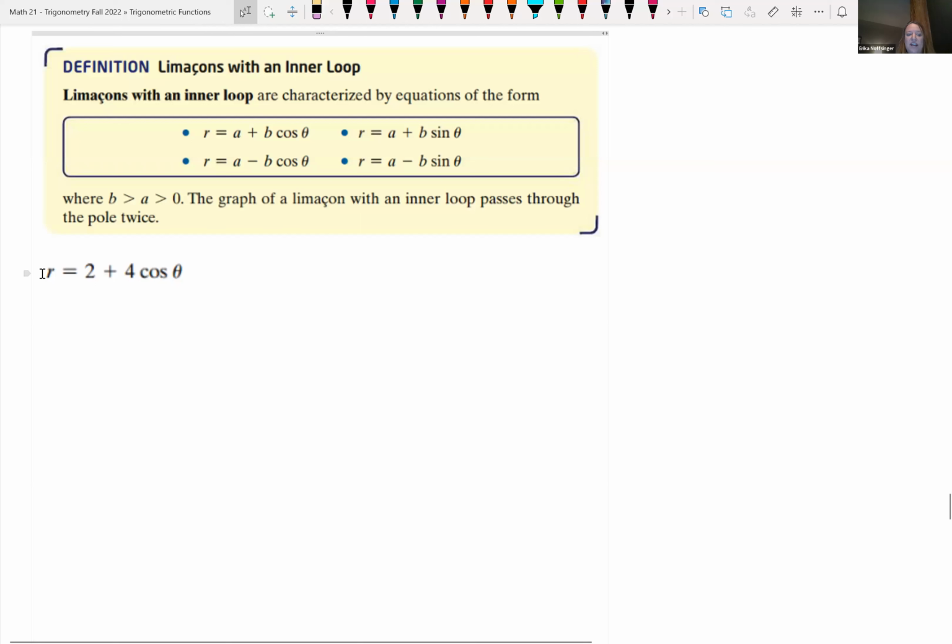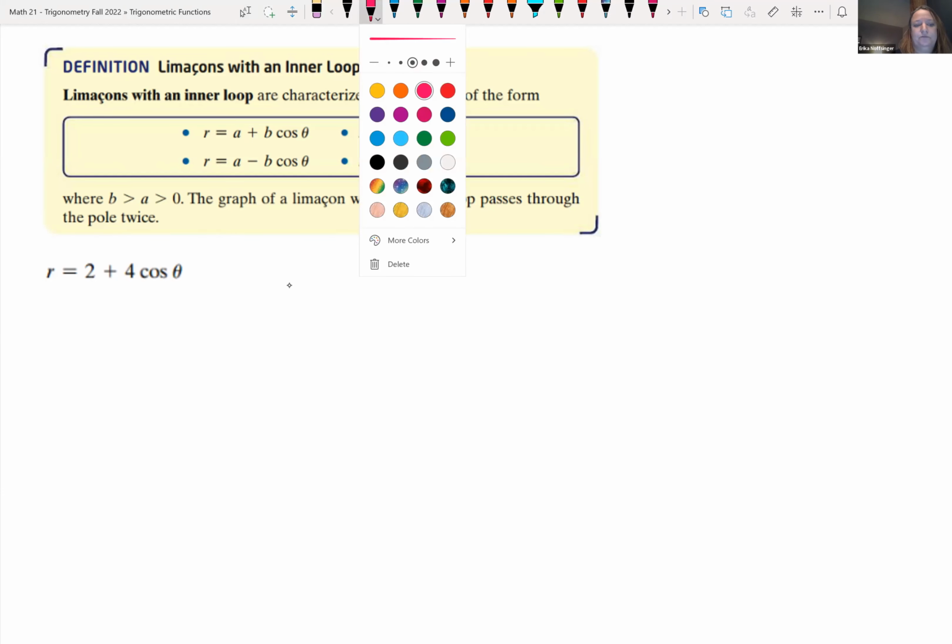So let's look at the equation r equals 2 plus 4 cosine theta. I notice my coefficient a, which is 2, is smaller than my coefficient b, which is 4. So this tells me I'm going to get a limaçon curve with an inner loop, and it's going to cross through the pole twice. And so we can test for symmetry if we would like, and use that fact, if it's symmetrical, that we have these additional points. So again, we can test to see if it's symmetrical to the polar axis.